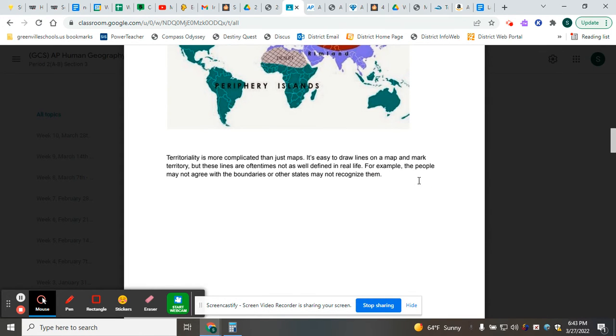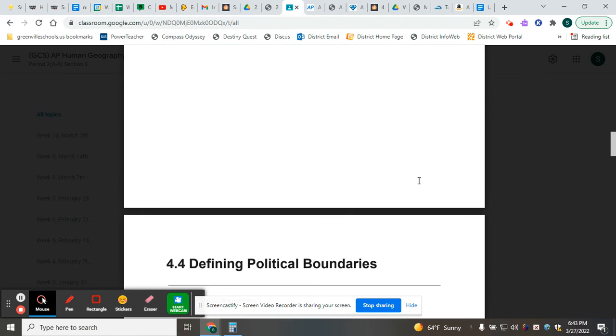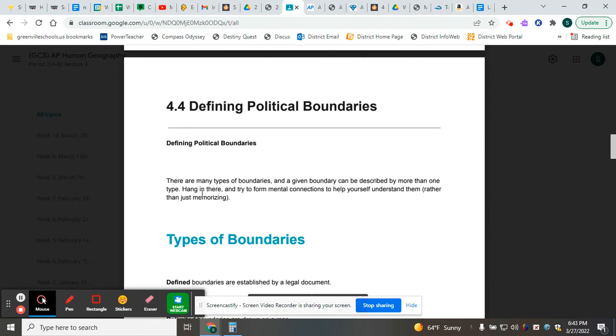Okay? Territoriality is more complicated than just maps. It's easy to draw lines on a map and mark territory, but these lines are oftentimes not as well defined in real life. For example, the people may not agree with the boundaries of other states, may not recognize them. Okay?